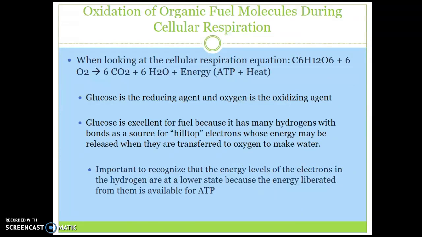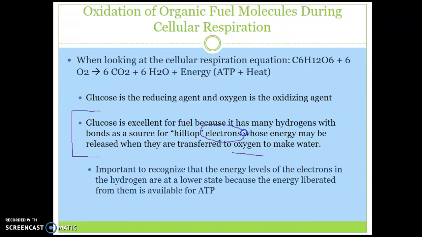So when looking at the cellular respiration equation, which is the glucose and the oxygen turning into your carbon dioxide, water, and our energy, glucose is going to be your reducing agent and oxygen is going to be your oxidizing agent. Glucose is an excellent fuel because it has tons of hydrogens with bonds as a source for basically high-energy electrons. And what this means is these electrons that are attached to the hydrogens are going to be really easily transferred to oxygen to make a water molecule. So it's really easy to manipulate these electrons.